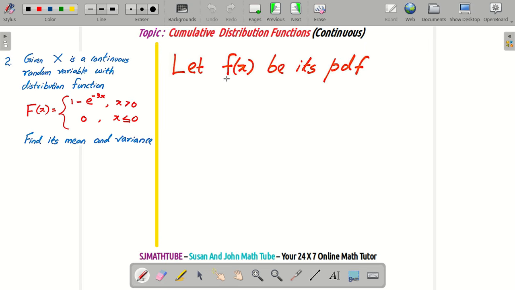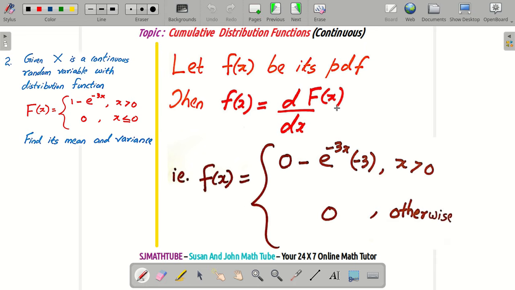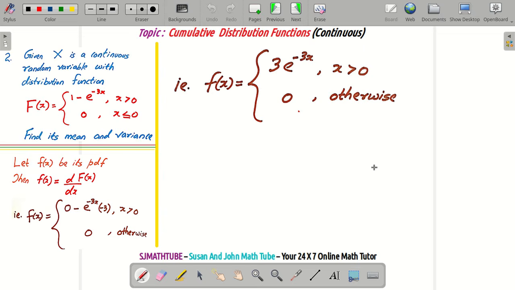So let's start. Let small f of x be the required PDF, the probability distribution function. Now, I told you if you want small f of x, we have to differentiate. And this is how we differentiate. What is the derivative of 0? Of course 0. And what is the derivative of 1 minus e to the power minus 3x? 1 will become 0, and e to the power minus 3x becomes e power minus 3x into minus 3. And on simplification, we get this.